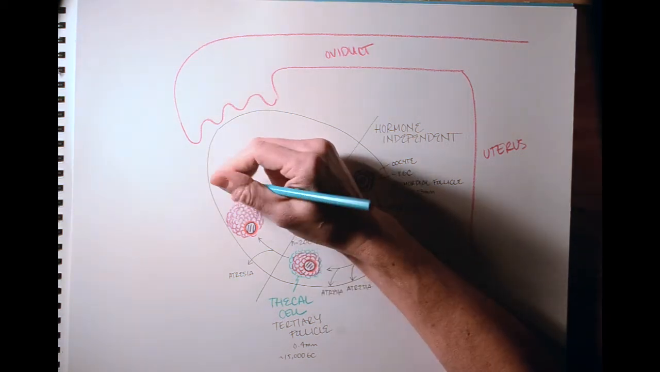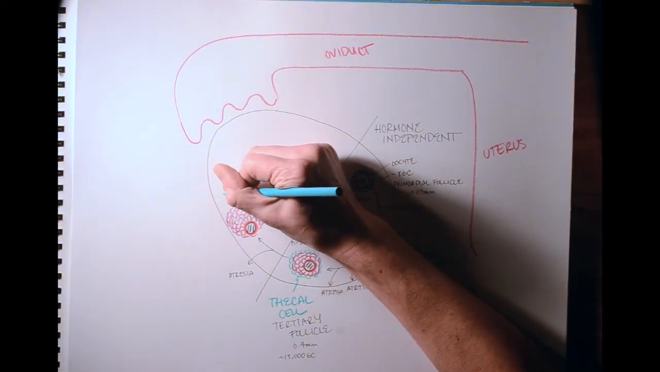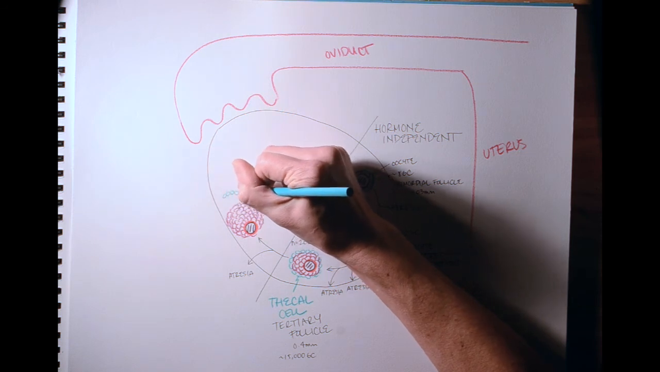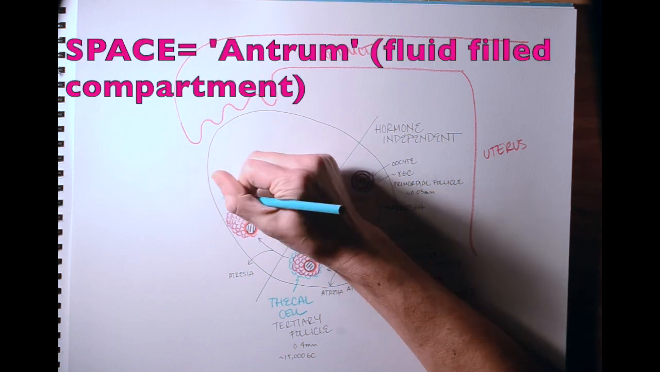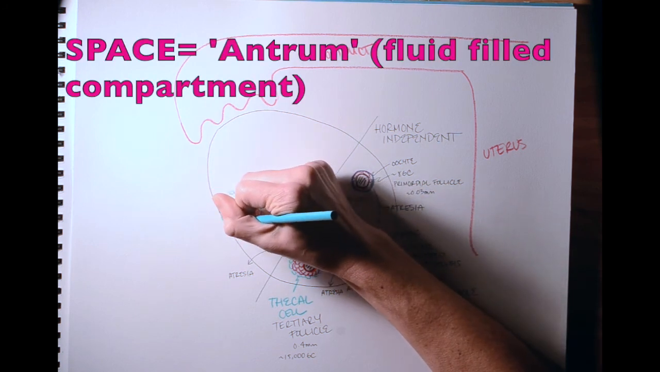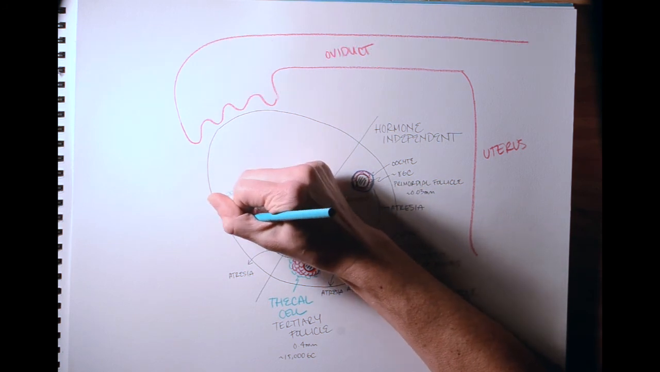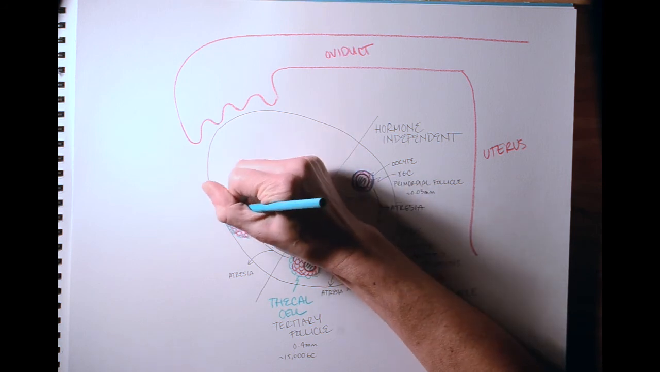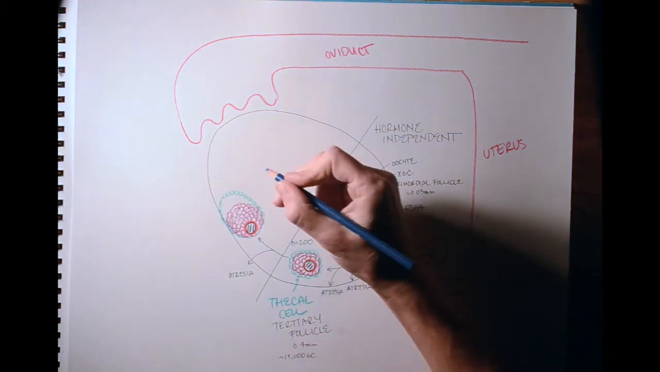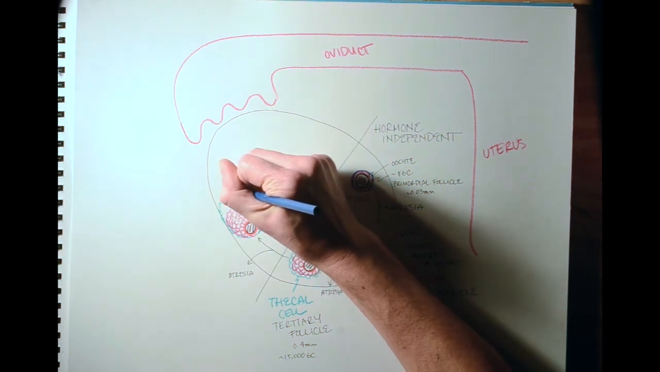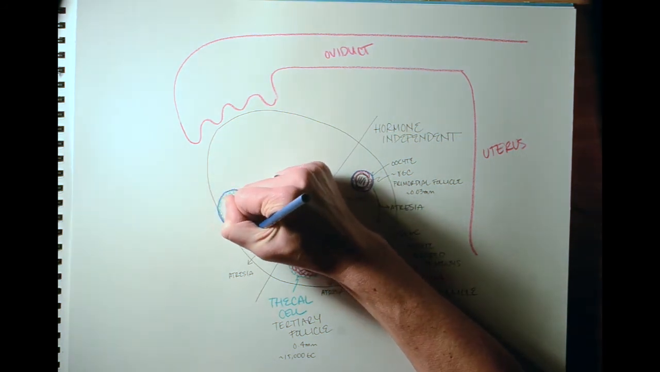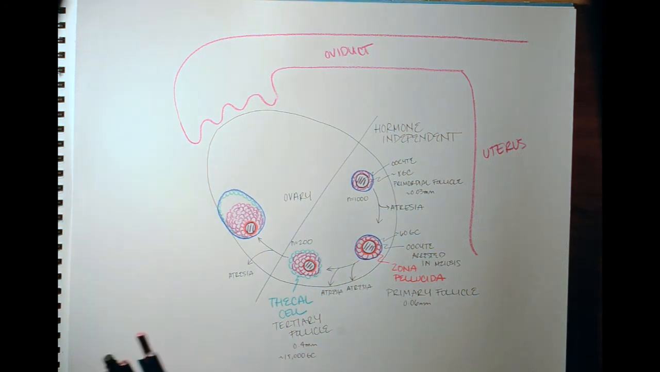We still have the thecal cell compartment, but what's happened is that there is a space that's formed between the granulosa cells and the thecal cells. And I said that I would stop drawing it in, but I just want to re-emphasize that we do still have this basal lamina that's surrounding this follicle.